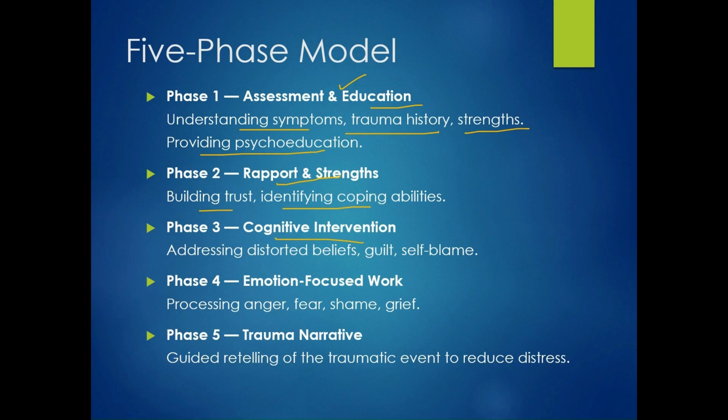So here the psychologist would be addressing distorted beliefs, guilt, and self blame that the survivor may have. Feelings like, if I hadn't done this way, it wouldn't have happened, I could have done something differently. All these thoughts don't make any sense after everything has happened. So, in cognitive intervention, psychologists would be helping the person deal with all the distorted beliefs and thoughts, guilt, and self blame the person has. Phase 4, we have emotion focused work.